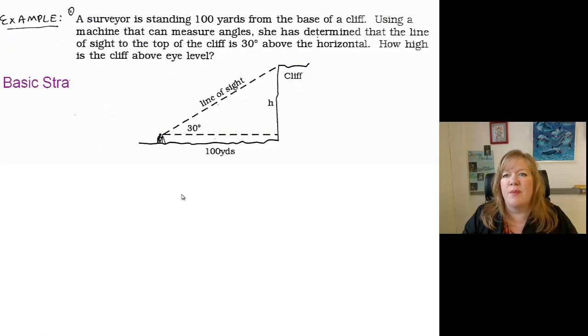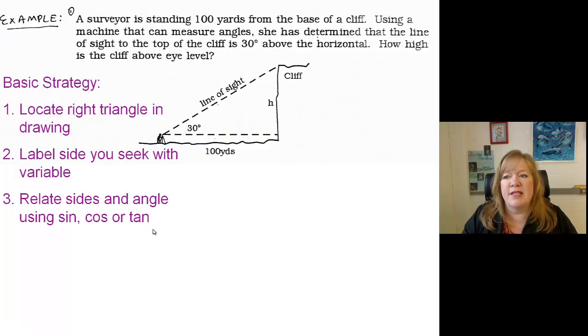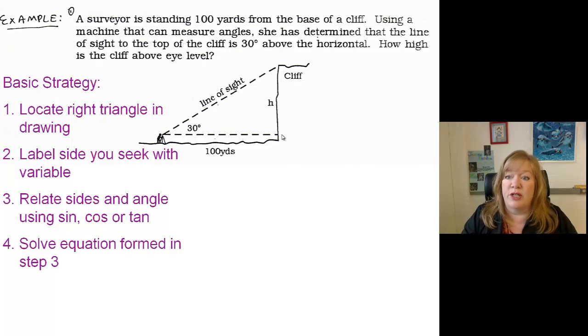So when I start out, my basic strategy is to locate the right triangle in the drawing and then label the side you seek with a variable. In this case, we labeled it h. And then relate the sides and angle using sine, cosine, or tangent. Then once we have the equation, we can just solve it.